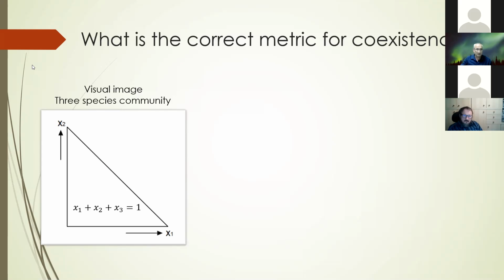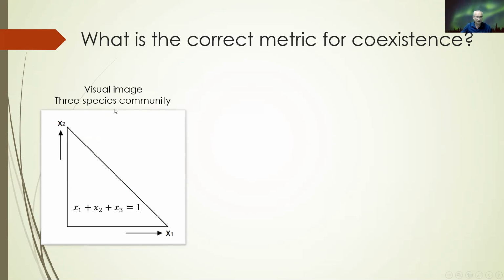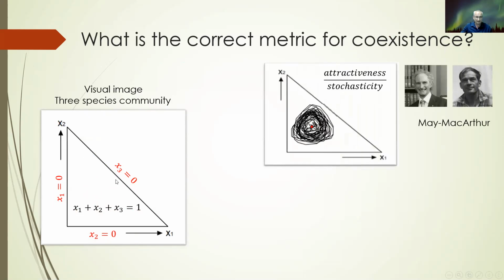Just in order to have a visual image in mind, I'm not going to actually consider this system. Let's think about a 3-species community with zero-sum competition. So the sum of the frequencies x1 plus x2 plus x3 is equal to 1. All the coexistence states of this system lie in the interior of such a triangle, where the edges of the triangle correspond to extinction of species 3, species 2, and species 1 correspondingly. Now, how to assess the stability of these systems?